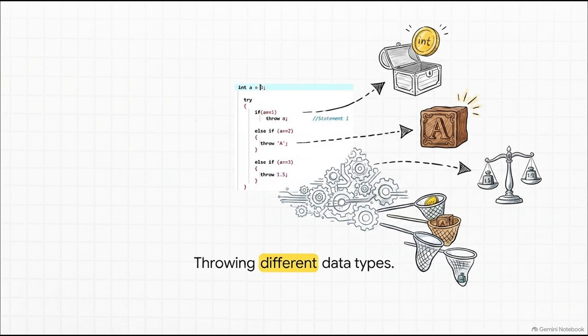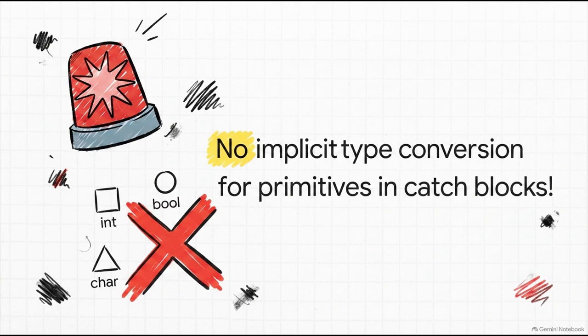But wait, here is a massive gotcha that you might trip over on an assignment. Implicit type conversion does not happen for primitive types in catch blocks. Let me repeat that.